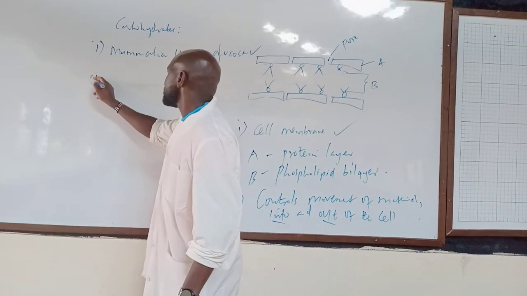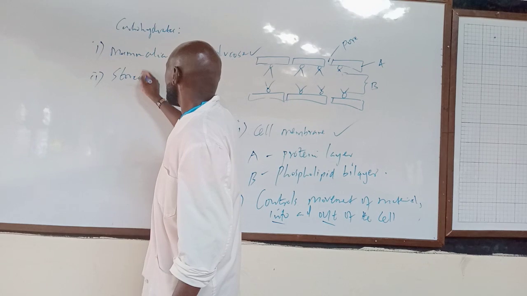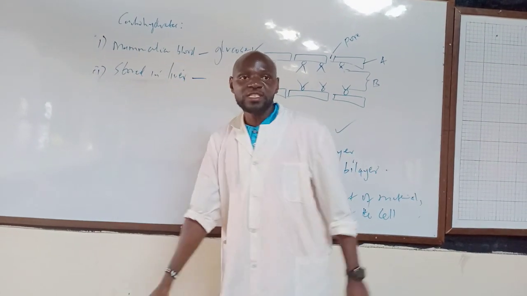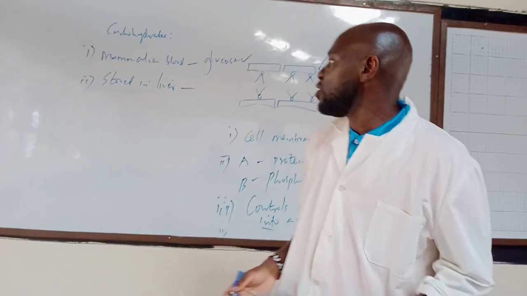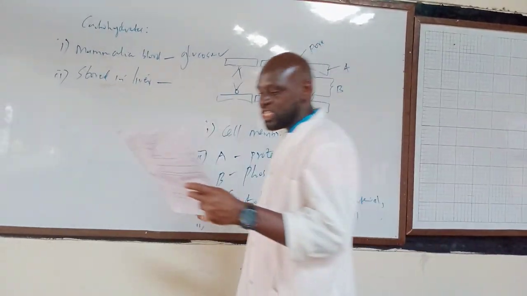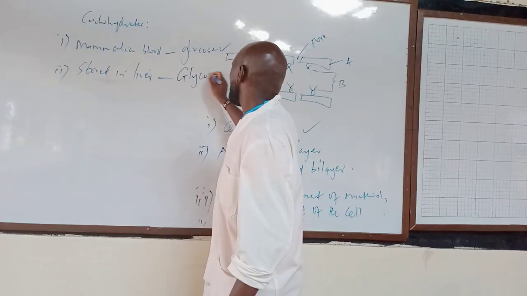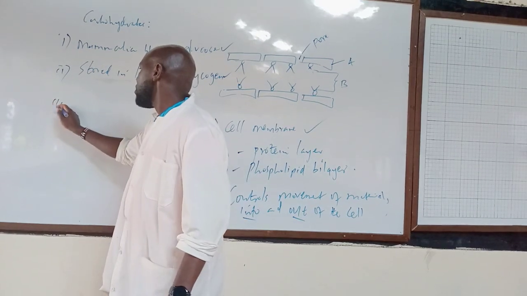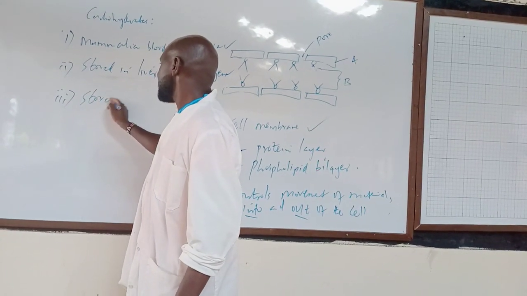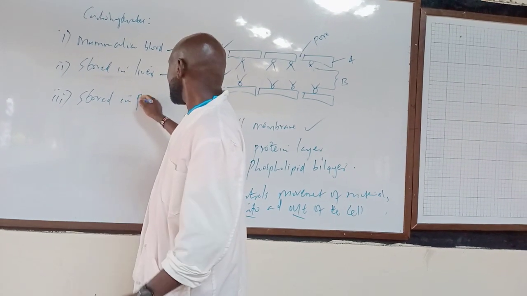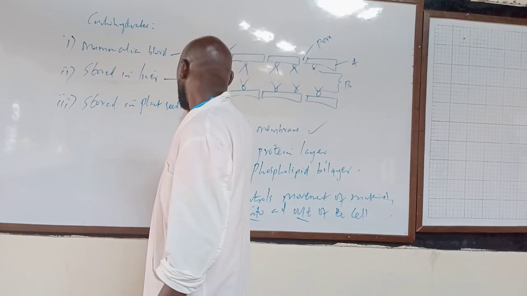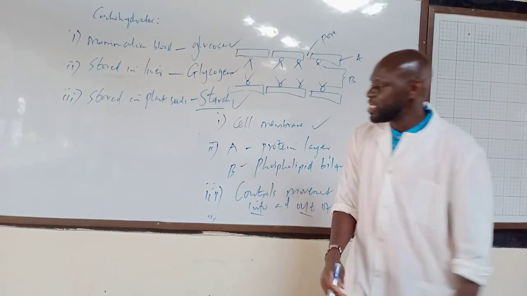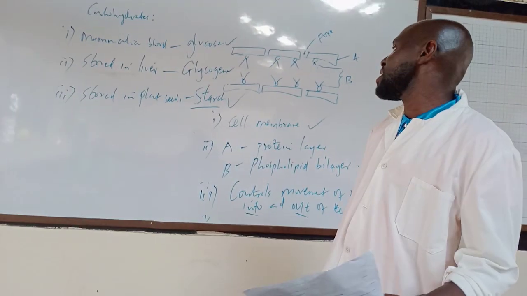And then the other one is the carbohydrate that is stored in the mammalian liver. When you have excess glucose, in animals it is converted to glycogen for storage in the liver. So this one is glycogen, a carbohydrate. And then the last one is the carbohydrate stored in plant seeds. In plants, the carbohydrate that is stored as food is starch.